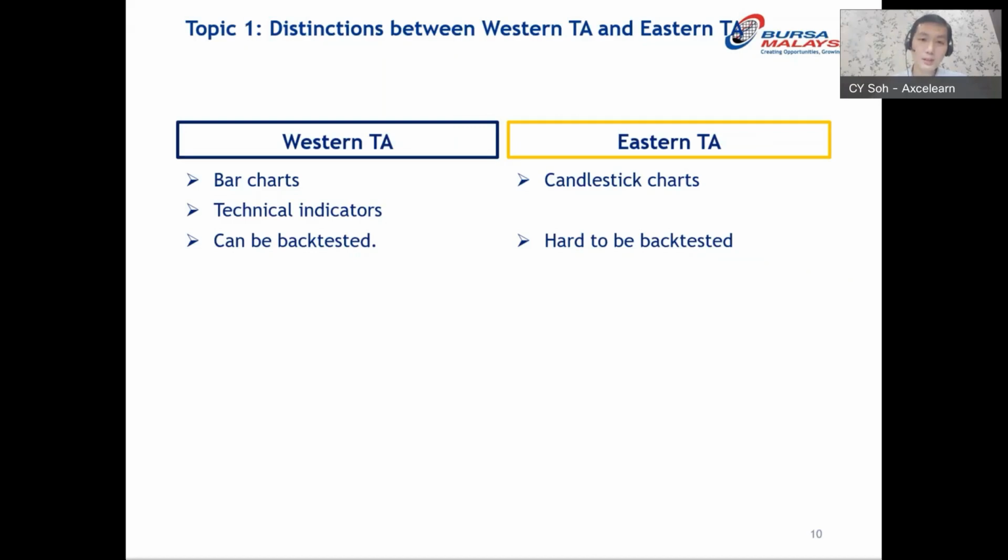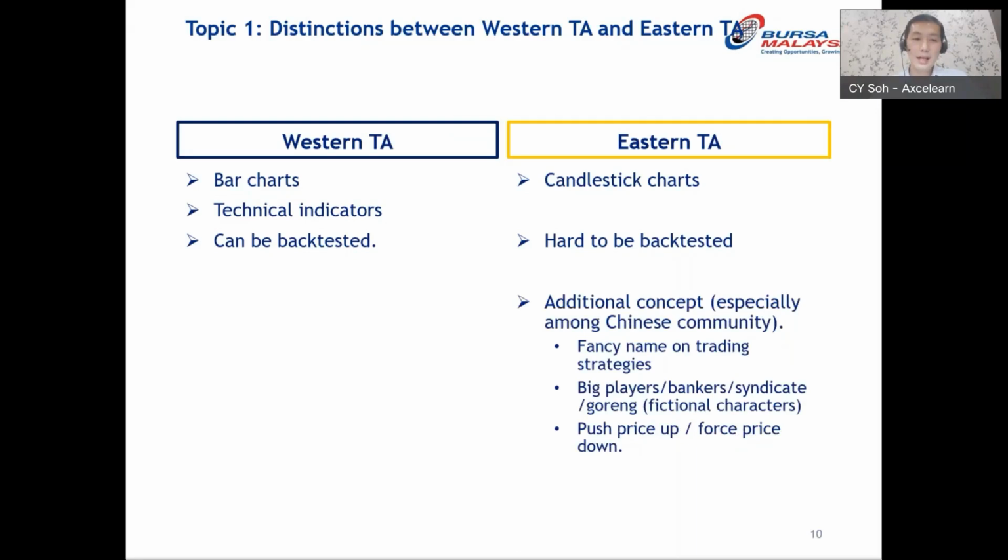Another concept that you would need to know from Eastern technical analysis is an additional concept, especially coming from the Chinese community. Now, I'm not referring to just the Malaysian Chinese community, okay? It also comes from the China Chinese as well as the Taiwanese Chinese community. They have their own perception of technical analysis. For example, they may have fancy names for trading strategies. In Western technical analysis you have multiple moving average strategies, right? The Chinese community may create a lot of fancy names that may confuse you about what strategy it is.